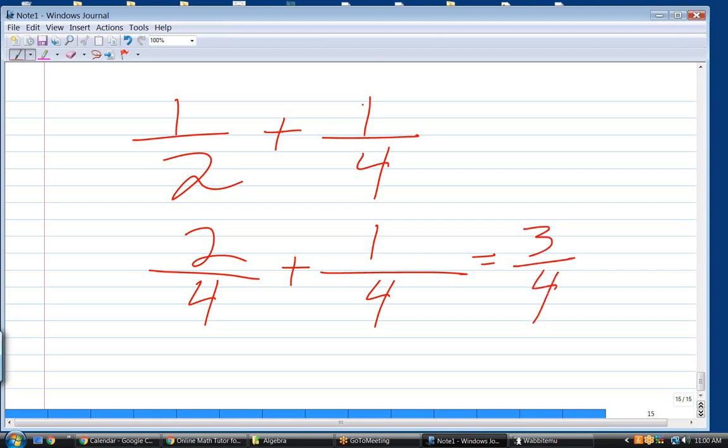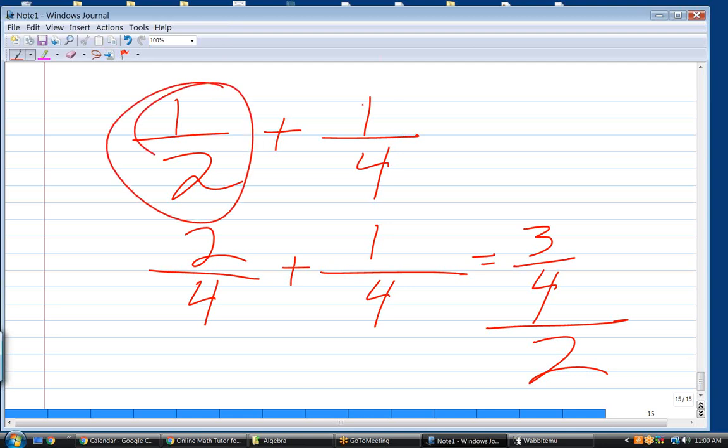When you're adding fractions, as long as the denominator is the same, you can just add the numerator. Okay. Now I have to divide this by 2, because there are two things and I'm looking for the average. So I have to divide 3/4 by 2. What is 3/4 divided by 2?